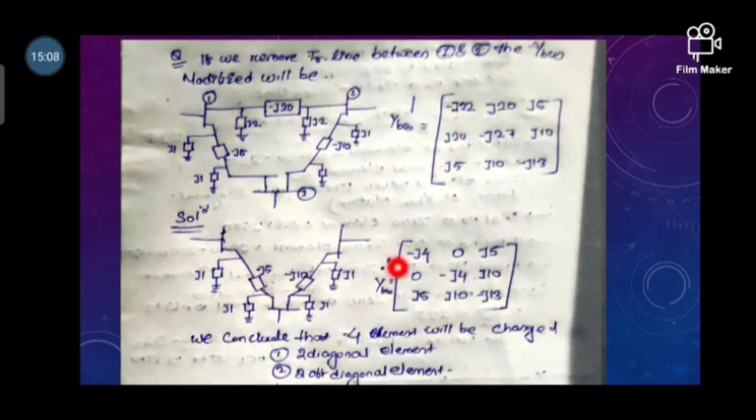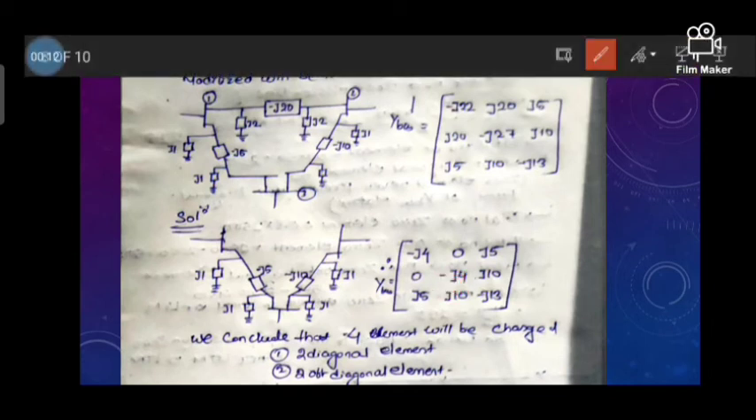So apply this property. The admittance at bus number 1 is minus j5 plus j1, that is equal to minus j4. Like that, bus number 2, that is y22, is equal to minus j10 plus j1, that is equal to minus j9. I think I have made it wrong. So that is not minus j4, that is minus j9. Okay, please correct it. Minus j9.